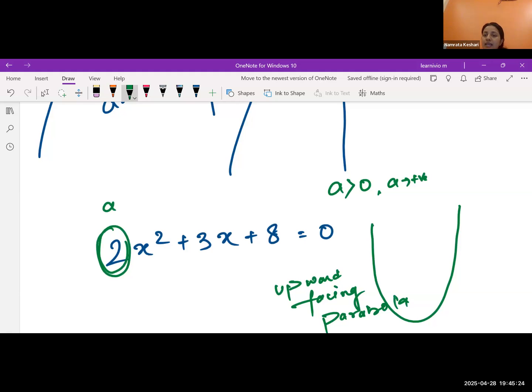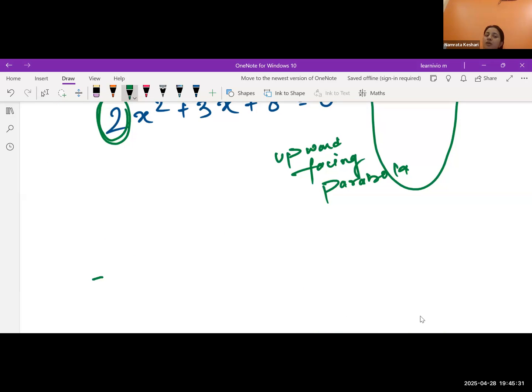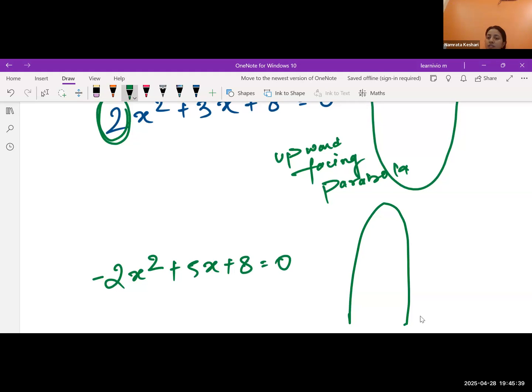Okay, when this a is bigger than 0, you will always find the graph is an upward facing parabola. And when this a is smaller than 0, you will find the graph will look like this, a downward facing parabola. This type of question may come in MCQ. Just this much understanding is required. So this is called a downward facing parabola.